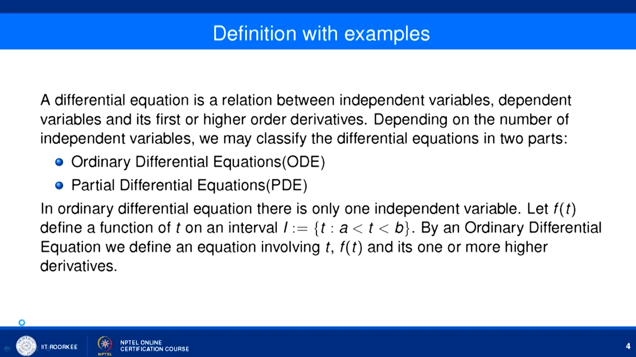Now, depending on the number of independent variables, we may classify differential equations into two parts, ordinary differential equations and partial differential equations. In an ordinary differential equation there is only one independent variable. So, let f(t) define a function of t on an interval I. Here I is the open interval (a, b), and by an ordinary differential equation we define an equation involving t, f(t) and its one or more higher derivatives.